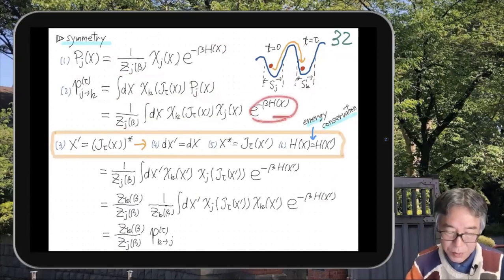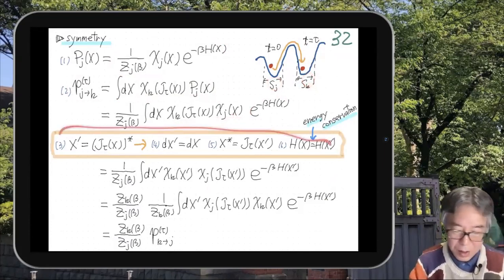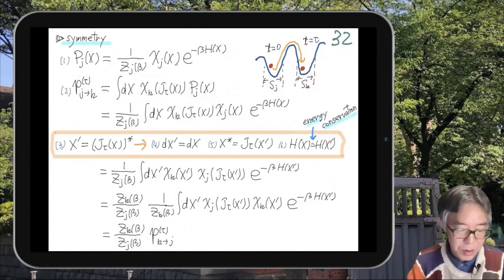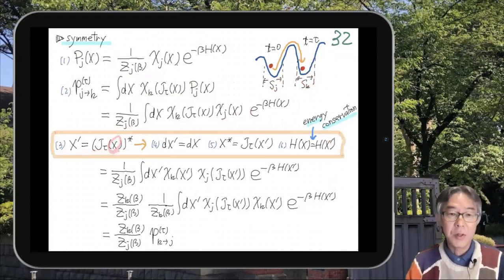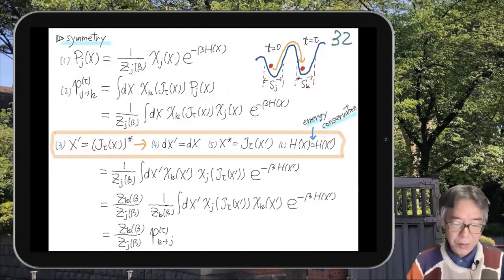Here's the Boltzmann factor. This says that the particle is near j at time equals 0, and this says that the particle is near k at time tau. And now we do this change of variable, which you are already familiar with. So this is our initial state. We evolve it by time tau by this, and then take time reversal. We call it x prime. Then Liouville's theorem tells you that dx prime equals dx, no Jacobian here.